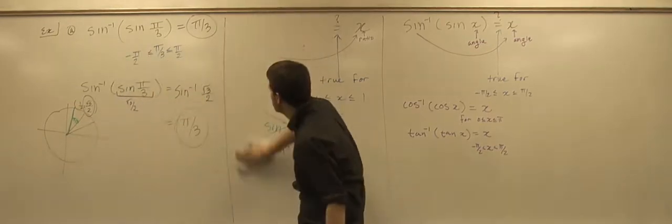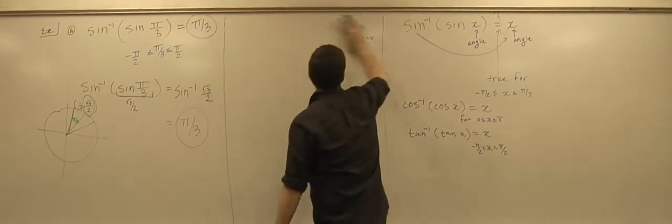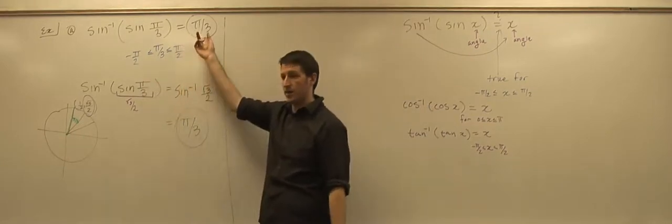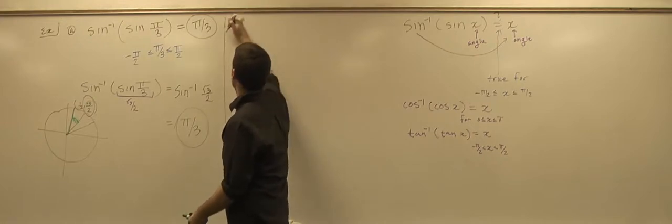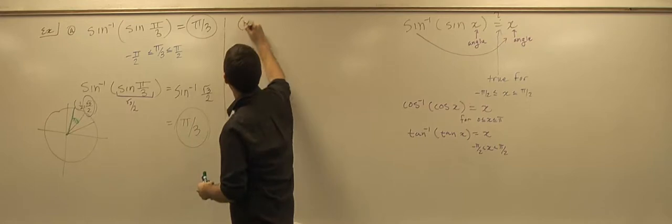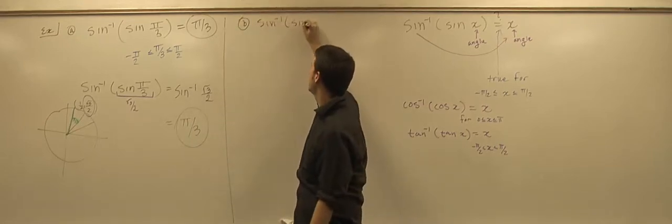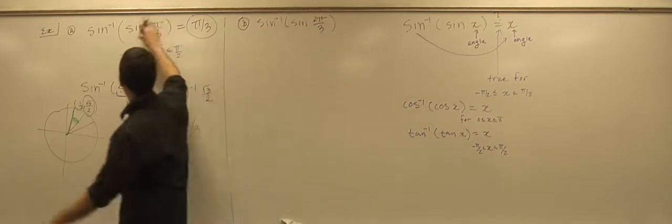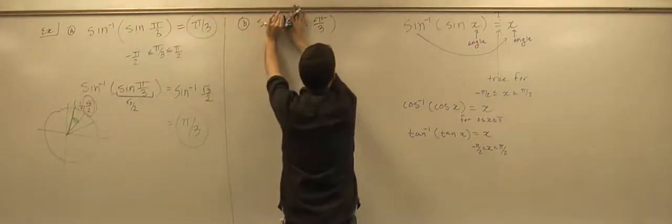Now this probably seems like a lot of hullabaloo, a real word, for getting an answer we already got. But let's look at part B here, B for black, which says sine inverse of sine of 2 pi over 3. What happens here? Can I just cancel these out and say my answer is 2 pi over 3?